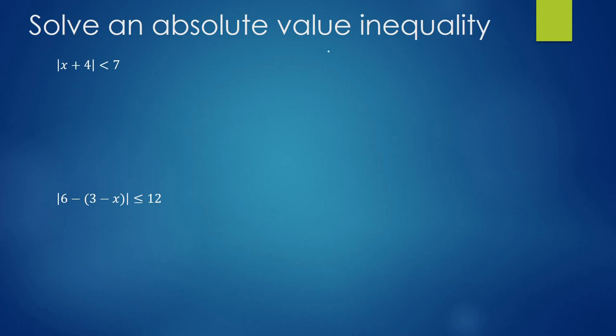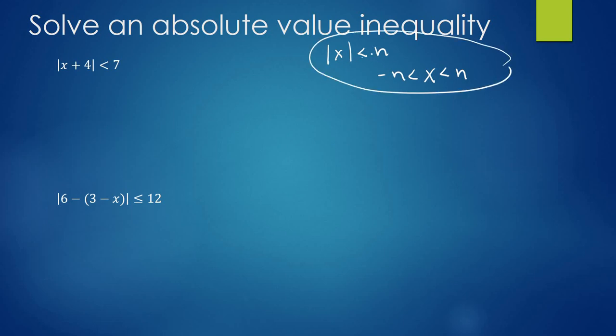Okay, remember with our basic one that the absolute value of x is less than some number n. That means it's closer to the origin than n units, which means it's between n and -n. So that's our basic model for a less than absolute value. So again, this expression is less than 7 units. That means x plus 4 is less than 7, but greater than -7, or between 7 and -7.